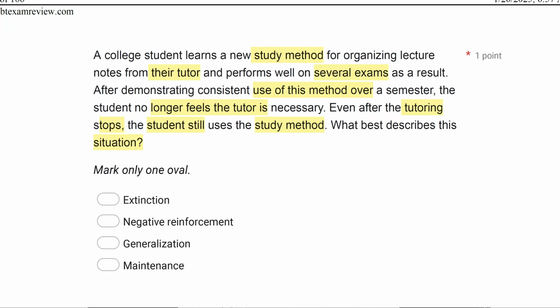And there is. This would be maintenance. And maintenance is actually a form of generalization. It's a subset of generalization. Why is it maintenance? Well, maintenance occurs when we teach something, stop the teaching, and the behavior continues. Even after tutoring stops, the student is still using the study method. They have maintained that study method.